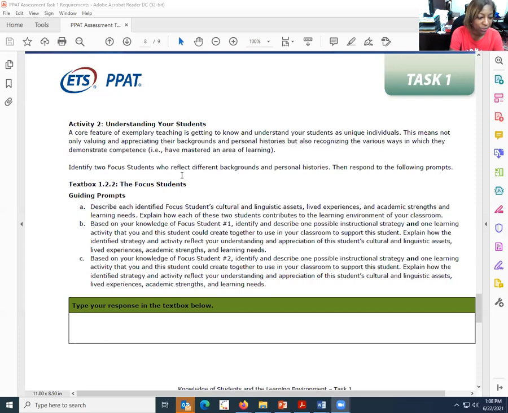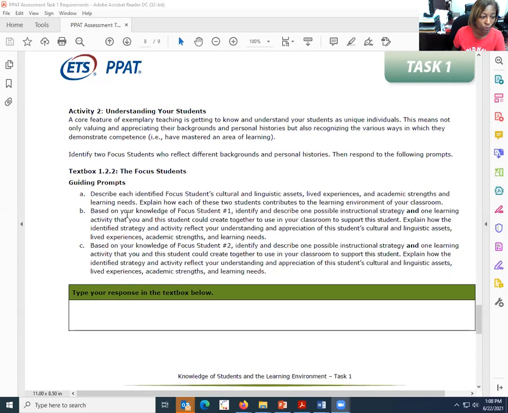C, based on your knowledge of focus student number 2, identify and describe one possible instructional strategy and one learning activity that you and this student number 2 could create together to use in your classroom to support this student. Explain how the identified strategy and activity reflect your understanding and appreciation of the student's cultural and linguistic assets, lived experiences, academic strengths, and learning needs. Okay, so that's text box 1, 2, 2.